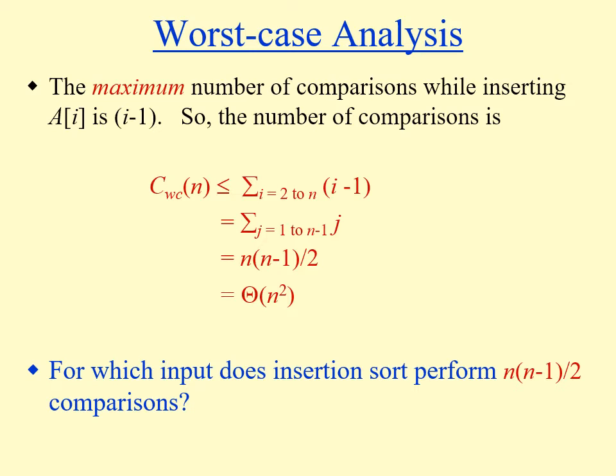So the next question is, for which input does insertion sort perform n times n minus 1 over 2 comparisons? We mentioned before, the worst case. If we want to sort in the default order from smallest to largest, but what we have is from largest to smallest, you need to move all the elements in front of the current one to the right. That is the totally unsorted case, so you will get the worst case complexity.